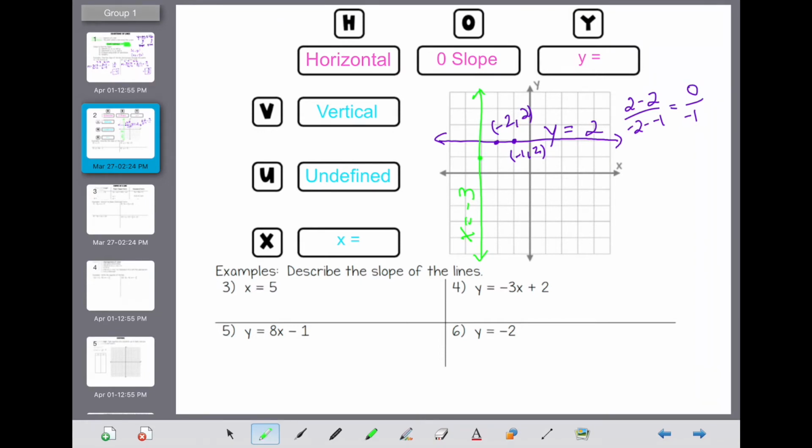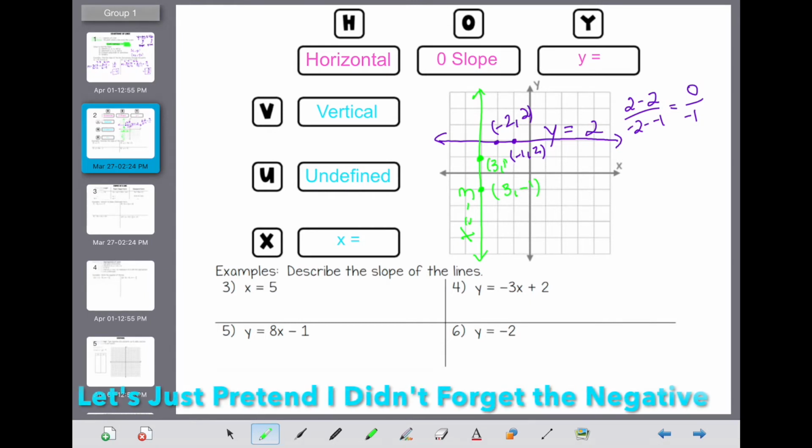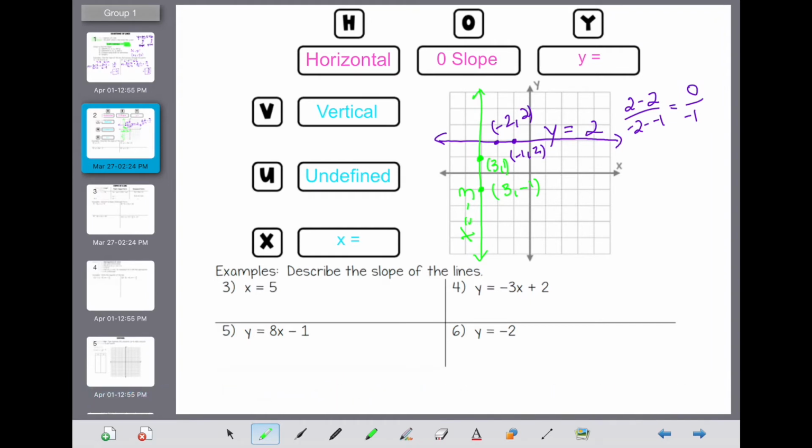Now with my vertical line, let's say I pick these 2 points here: 3, negative 1, and 3, 1. When I calculate, I'll have 1 minus negative 1 over 3 minus 3. So when I evaluate, I have 2 in the numerator and 0 in the denominator. If you remember, having a 0 in the denominator is a big no-no. It's mathematically illegal, and that would cause us to have an undefined slope. When it comes to fractions, it's okay to have 0 in the numerator, but to have 0 in the denominator is not. So we have okay and no.